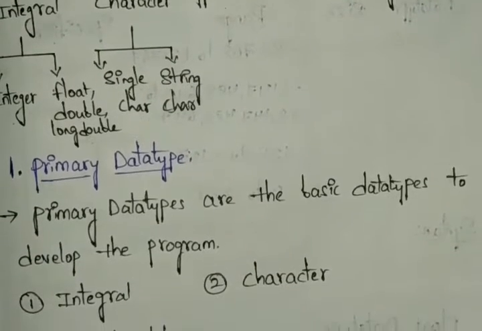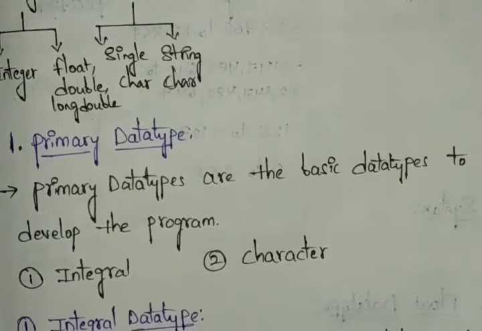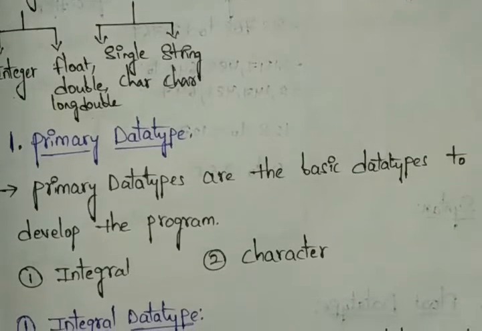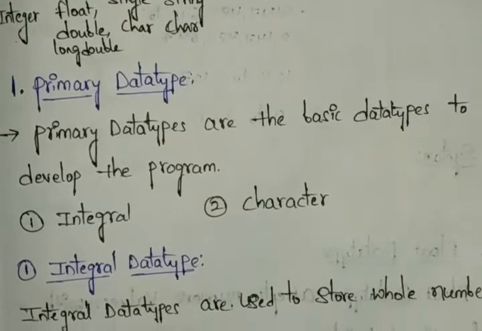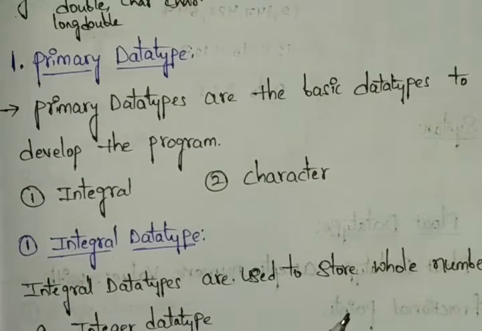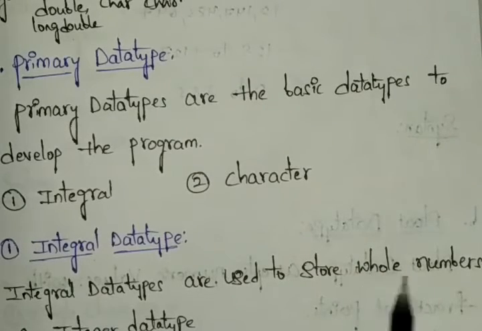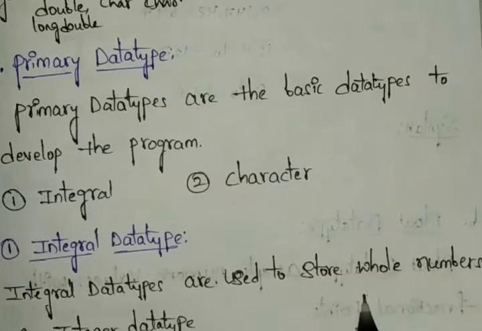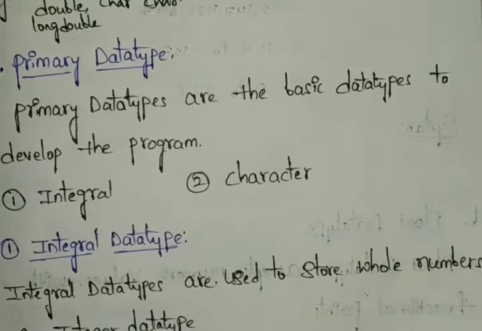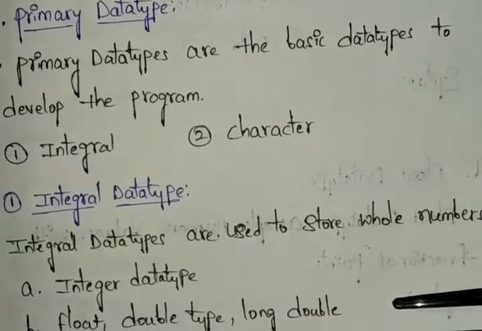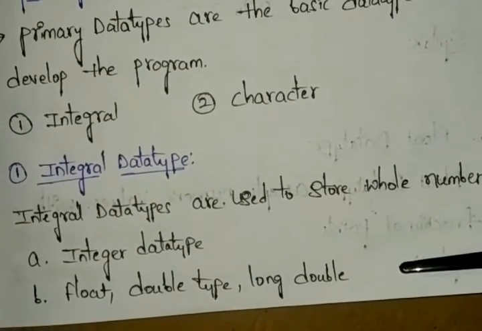And these are divided into two types. One is integral and the other is character. Let's see the first one, that is the integral data type. In this integral data type, whatever information you have can be stored in the form of whole numbers. Whole numbers means numeric values. Whatever values you are storing are in the form of numeric values in our integral data type. And again these are divided into integer, float, double, and long double.